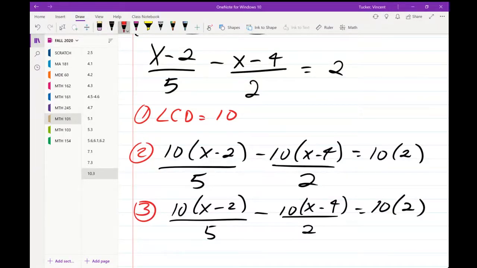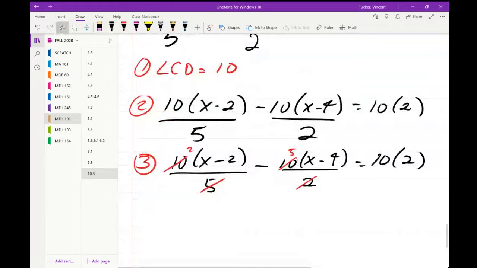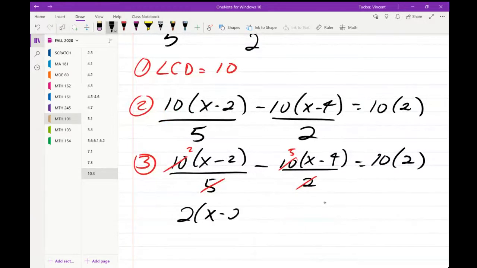All right, so now I'm going to simplify. This 5 goes into 10, leaves you with 2. 2 goes in 10, leaves you with 5. So I didn't distribute, just want to make sure we were clear with what reduced and simplified. So that's 2 times x minus 2 minus 5 times x minus 4 equal to 20.